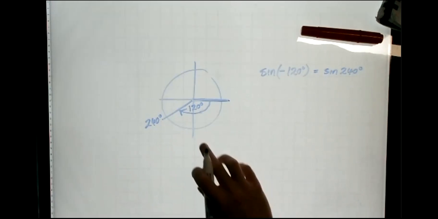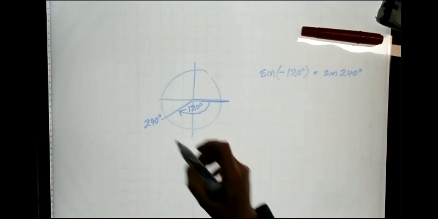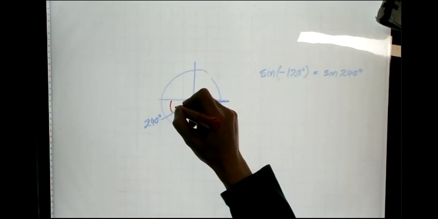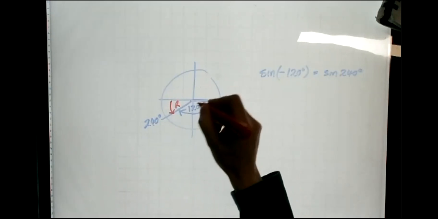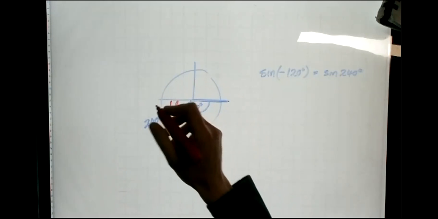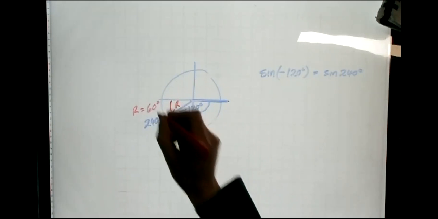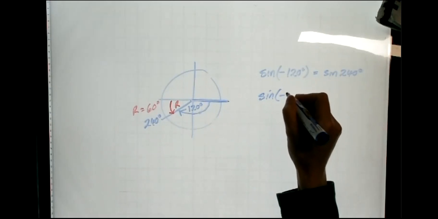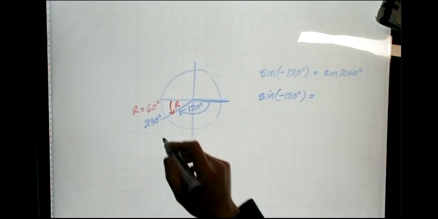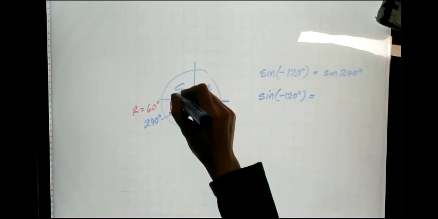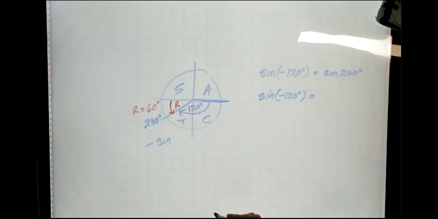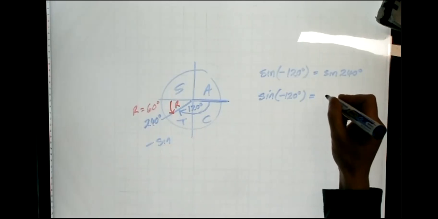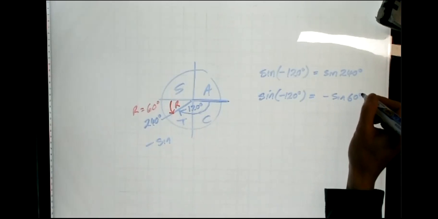Now in the calculator, sin of 240. We look for the reference angle, which is 60 degrees because it is from the x-axis. Therefore sin of minus 120 degrees, and cos against tan: sin is negative in this region, tan is positive. So sin is negative, therefore it equals minus sin 60 degrees.